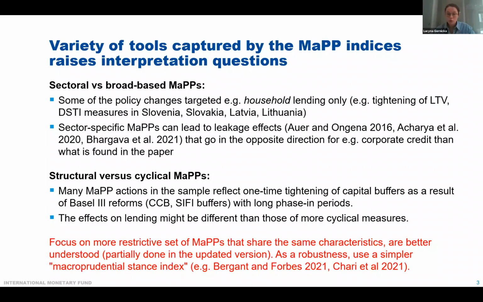An alternative solution could be to just use a simpler macroprudential stance index. And this has been done in very recent papers by Bergant and Forbes or Chari and co-authors, where they just look at three main measures of macroprudential tools. Let's say countercyclical capital buffer, LTV limits, and a measure of macropru in the FX. And they measure the levels of these three indicators and arrive at a macroprudential stance index that captures the actual stance, the intensity of these policies.